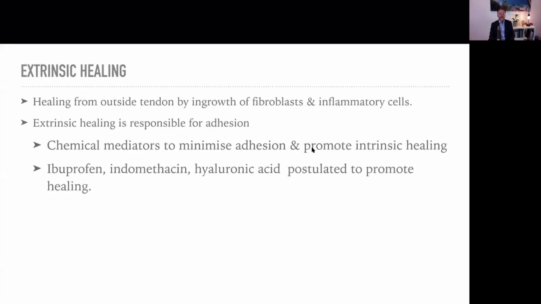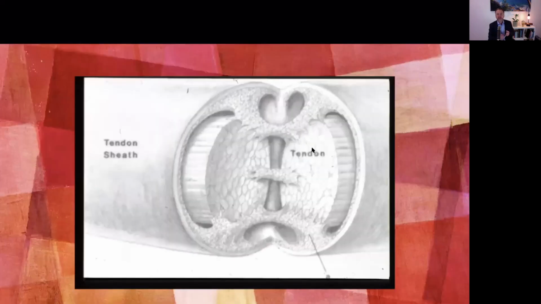If there is extrinsic healing, it's via this ingrowth of fibroblasts and inflammatory cells and causes adhesion. Okay, we mentioned that before. And this little diagram just shows nicely, diagrammatically, if you're getting this cellular ingrowth from the sheath to assist with tendon healing, it's going to be stuck. And these are our adhesions forming from extrinsic healing, which we're trying to avoid.